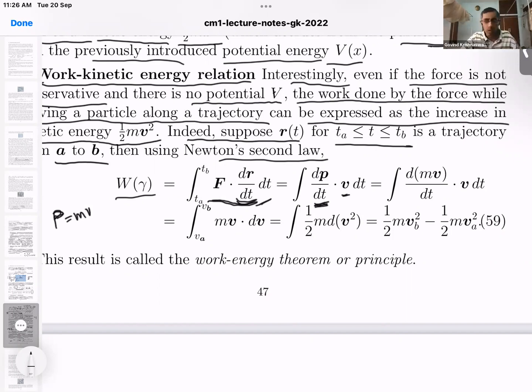Please do ask if you have any question. p itself is mv, so I put that in here: d/dt of (mv) dot v dt. Okay, so we can take the m out. It's a constant. Remember, masses of particles are postulated to be independent of time. So we'll get m times, see this dt I'm going to cancel and think of it as a dv differential. So we have m dv dot v. That's what's left over. m v dot dv.